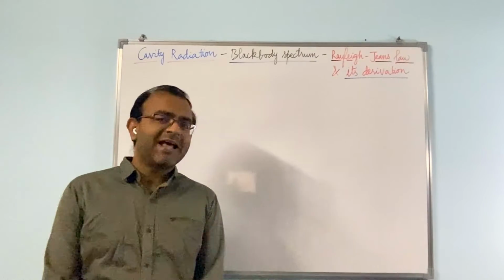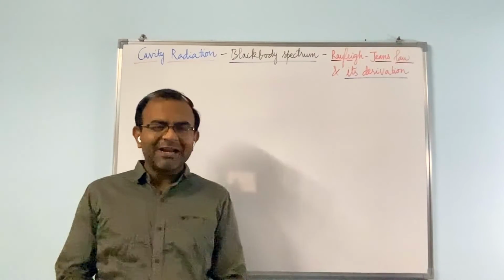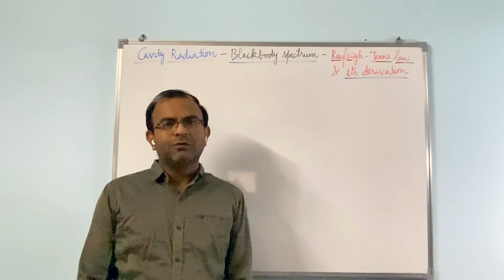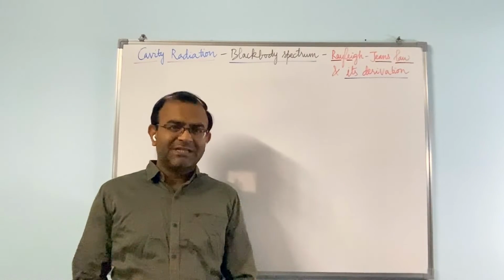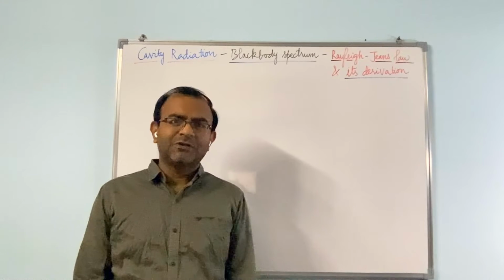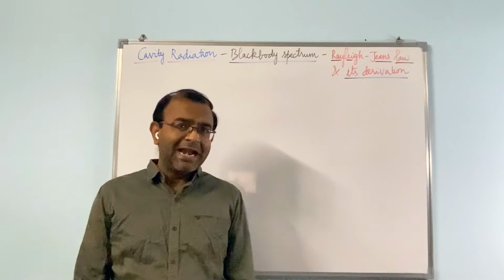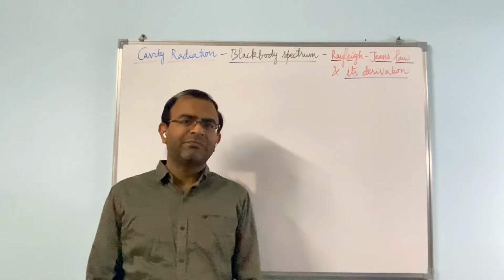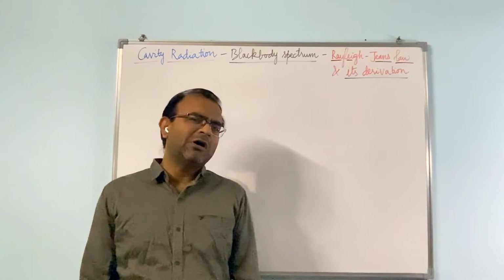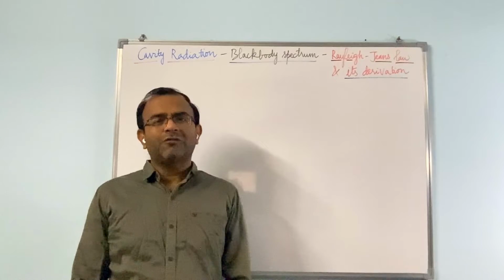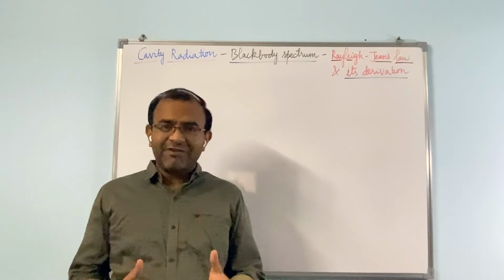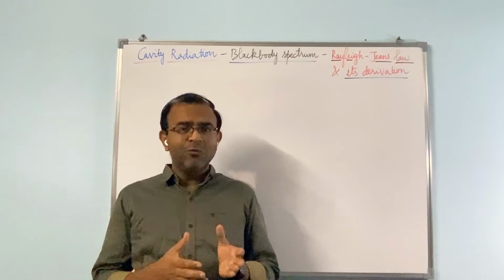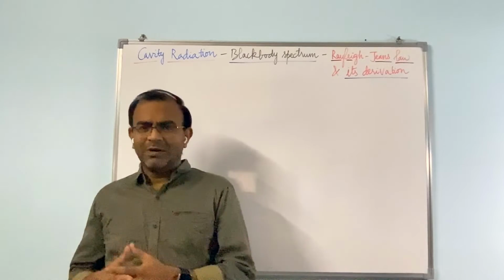Rayleigh and Jeans proceeded as follows. First, classical electromagnetic theory is used to establish that the waves that are produced within the cavity are standing waves with nodes at the walls of the cavity. Then, by using geometrical arguments, a count of the number of waves in a given frequency range, let us say nu and nu plus d nu, is made.